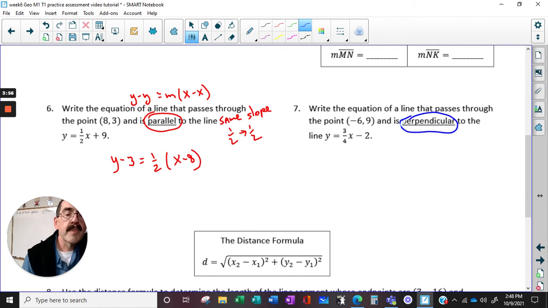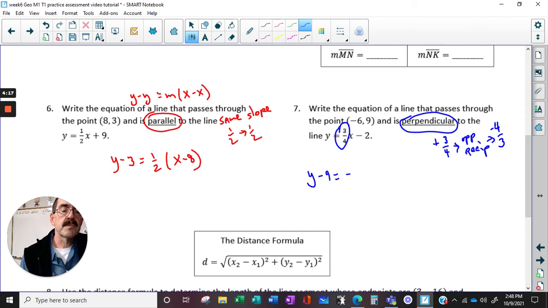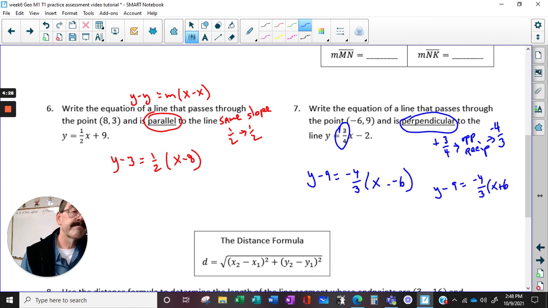Perpendicular. So we have 3/4. The opposite reciprocal is -4/3. Okay? So y minus 9 equals -4/3 times x minus a minus 6. Some of you might write that y minus 9 equals -4/3 times x plus 6. All right.